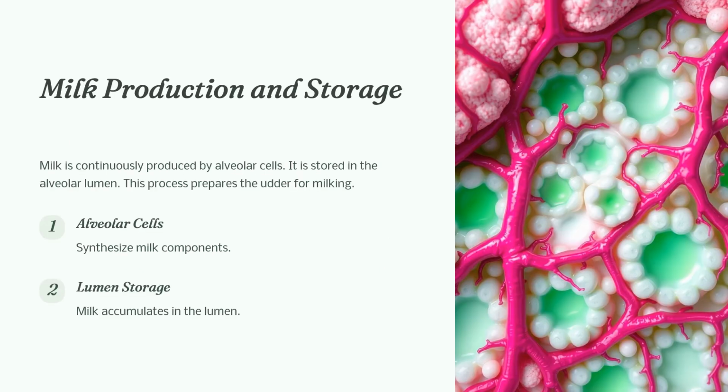Now, how is milk produced and stored? Milk is continuously produced by the alveoli and it is stored in the alveolar lumen, as well as in the teat cistern and gland cistern that I mentioned. Alveolar cells synthesize the milk components, and the lumen stores the milk.